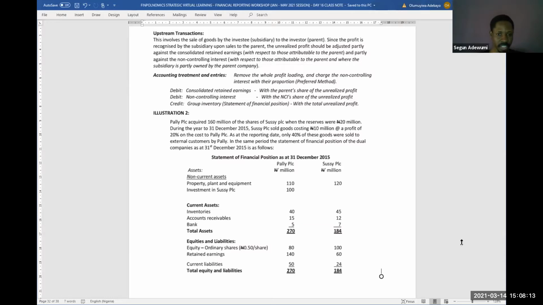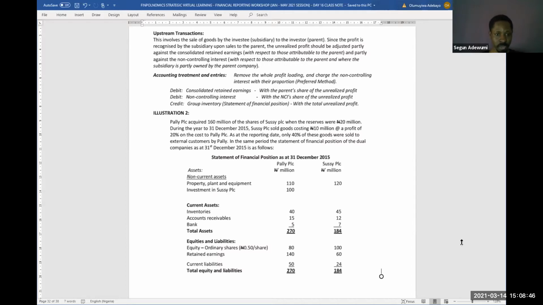Accounting treatment and entries. Remove the whole profit loading and charge the non-controlling interest with their proportion, the preferred method. Debit consolidated retained earnings with the parent's share of unrealized profits. Debit non-controlling interest with the NCI's share of unrealized profits. Credit group inventory in the statement of financial position with the total unrealized profit.